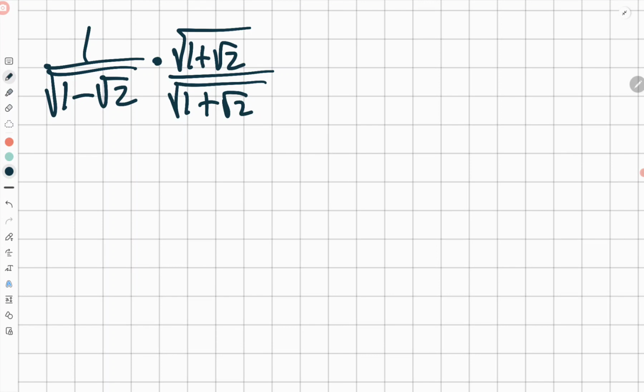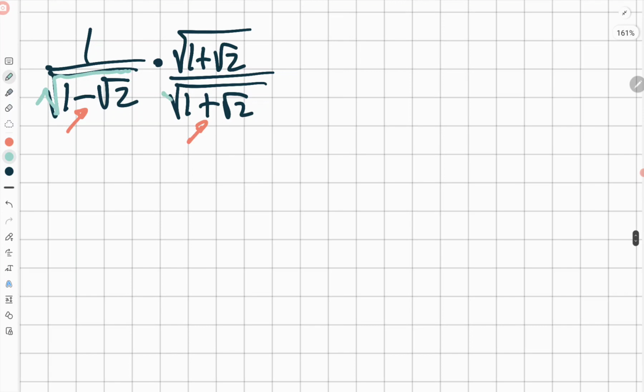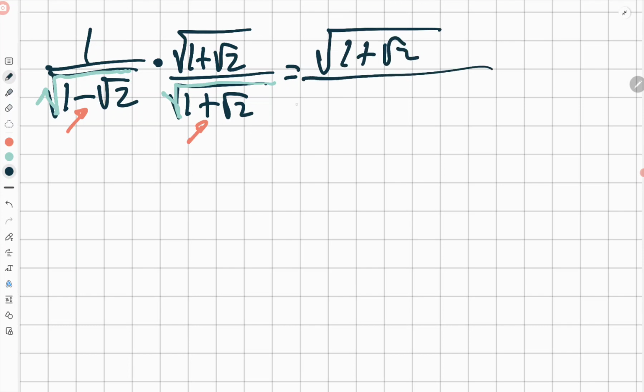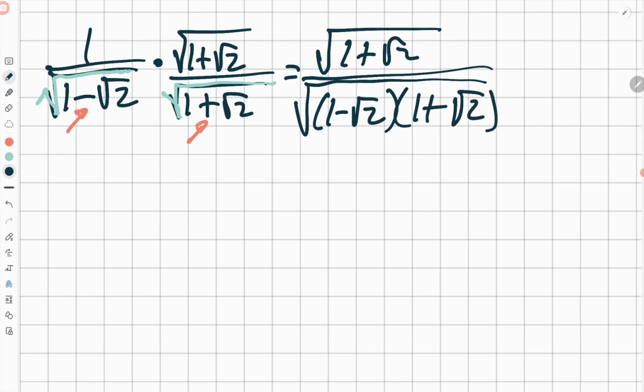And then second, there's a positive and a negative. Okay? Notice now both of these are under their root symbols. This is a root, right? And this here is a root also. So I can place them under one root. So I will have the root of 1 plus the root of 2 over the single large root that contains 1 minus the root of 2 times 1 plus the root of 2 this way.